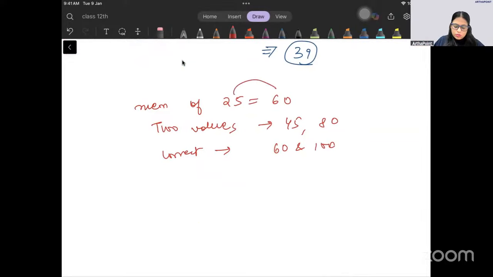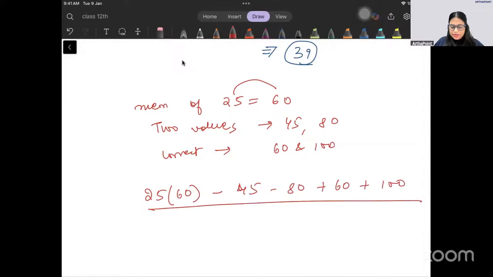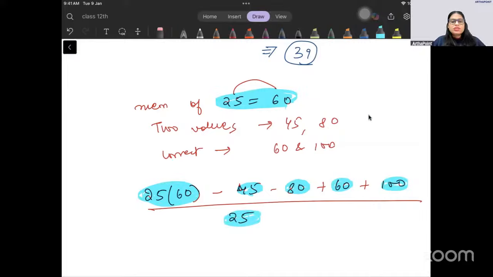So you will do 25 into 60, subtract the wrong observations, add the correct observations, and divide by the number of observations. So however many observations are given, it does not matter. You will find summation x into f, subtract the wrong observations, add the right observations, and divide by the number of observations, right? Okay, so with this we come to the end of mean.